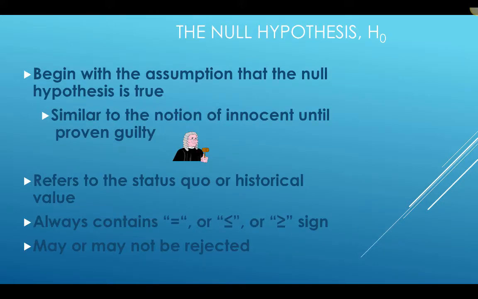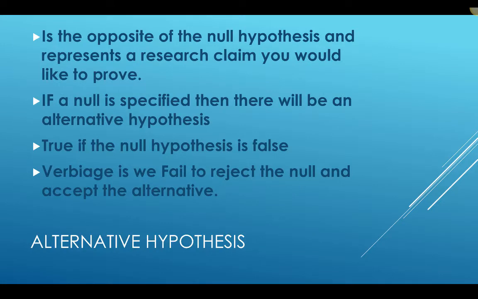In terms of the null hypothesis, begin with the assumption that the null hypothesis is true. In this case, everything would equal 30. Similar notion as innocent until proven guilty. Okay? May or may not be rejected. We don't say that the null hypothesis is true. If it is not 30, we would say we are rejecting the null hypothesis.